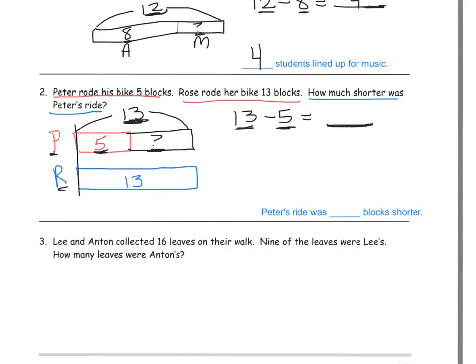the how much shorter did Peter ride. So I can use any of those strategies I know to do 13 minus 5, and I'm going to end up with 8. So Peter's ride was 8 blocks shorter. Let's take a look over at the next page.